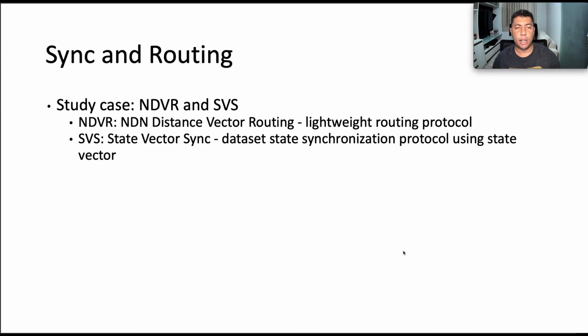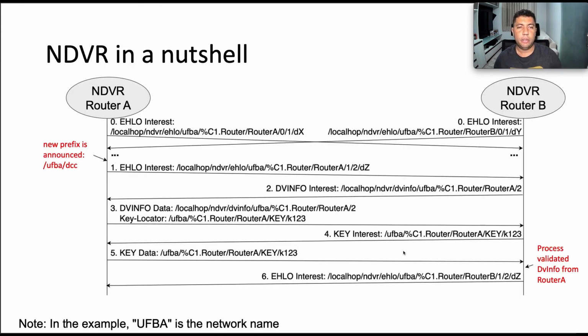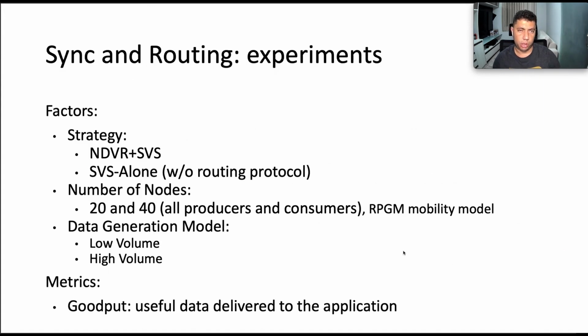NDVR is a named-data distance vector routing protocol, a lightweight routing protocol. SVS is a well-established synchronization protocol based on state vectors. NDVR exchanges a few interests in the network to discover the neighborhood, and as soon as some router announces a new name prefix, we request the distance vector information, validate that information, and learn the new reachability information.